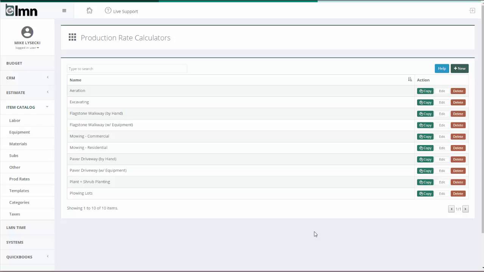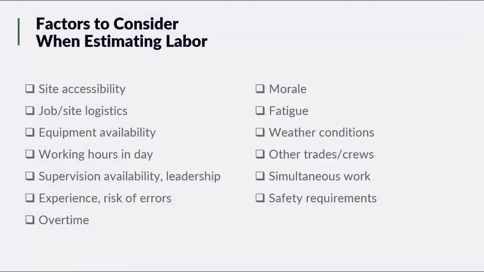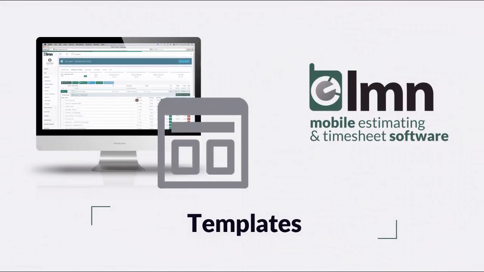That's all they're really good for. If you want to get into things like calculations for material quantities, then what you're really going to look at is work area templates. Let's pause right now and take a look at the work area template section of LMN and how you can set up templates that make estimating way faster.